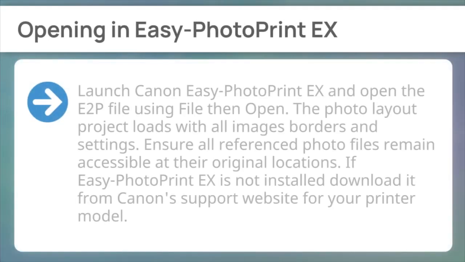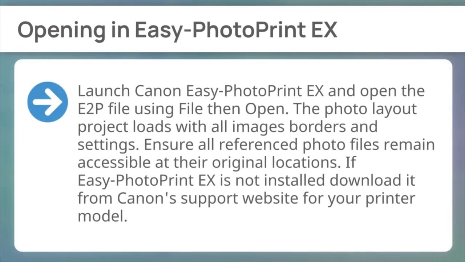First, opening in Easy-PhotoPrint EX. Launch Canon Easy-PhotoPrint EX and open the E2P file using File then Open. The photo layout project loads with all images, borders, and settings. Ensure all referenced photo files remain accessible at their original locations. If Easy-PhotoPrint EX is not installed, download it from Canon's support website for your printer model.